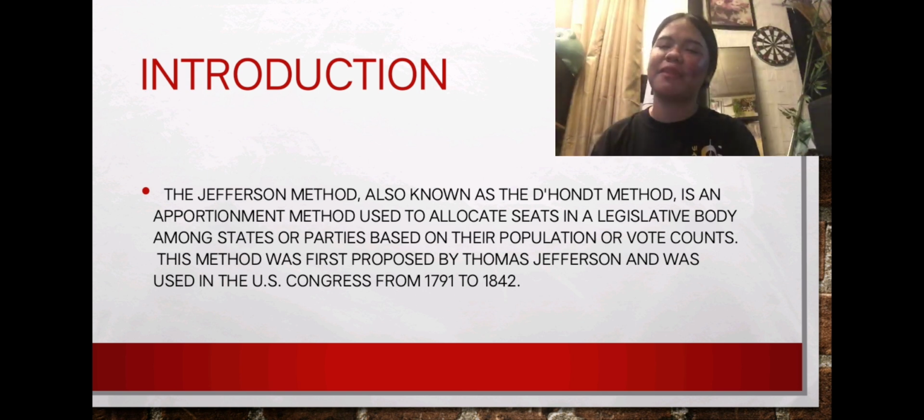How do you fairly divide political power when the numbers don't split evenly? Imagine you have 100 seats to distribute among states or parties based on the population, but the math doesn't work out perfectly. That's where the Jefferson Method comes in. Developed by Thomas Jefferson, this system was one of the first attempts to solve the problem of fair representation. But is it truly fair? And how does it compare to other methods?